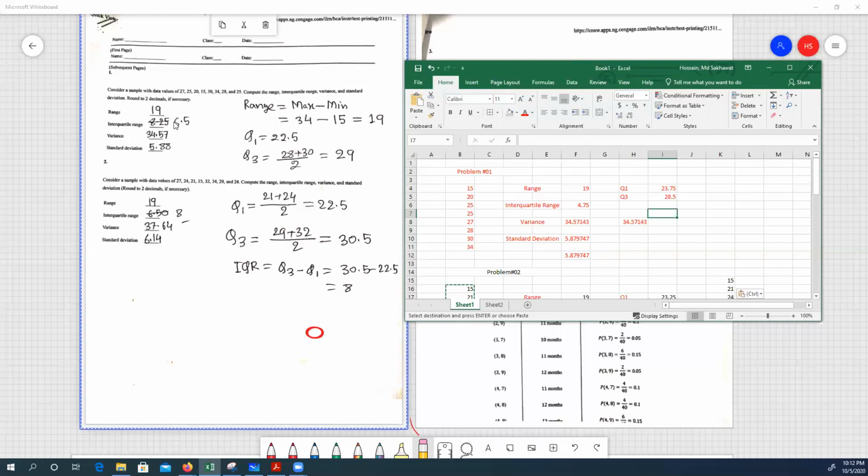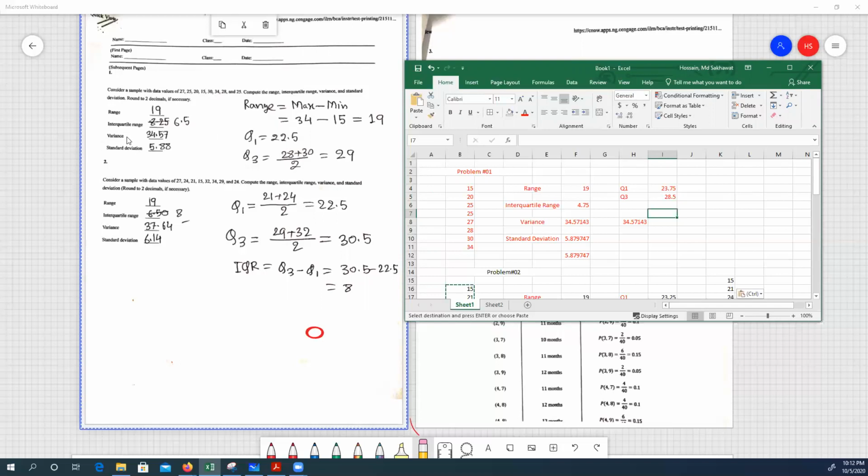But in Minitab, the answer is 8.25 because they calculated the quartiles Q1 and Q3 using a different formula. So we are not going to discuss that formula here. If you are asked to find the interquartile range in your exam, you will be using this method, okay? Even if you get the wrong answer, I will give you full credit for this problem, if you follow this method.